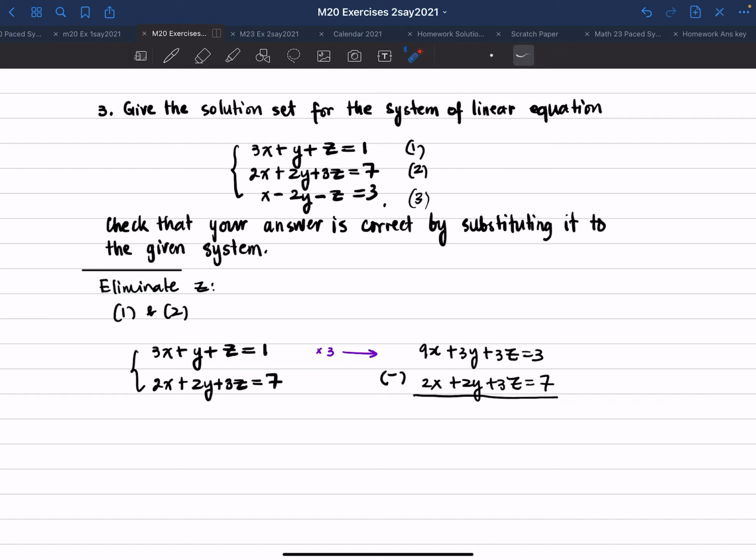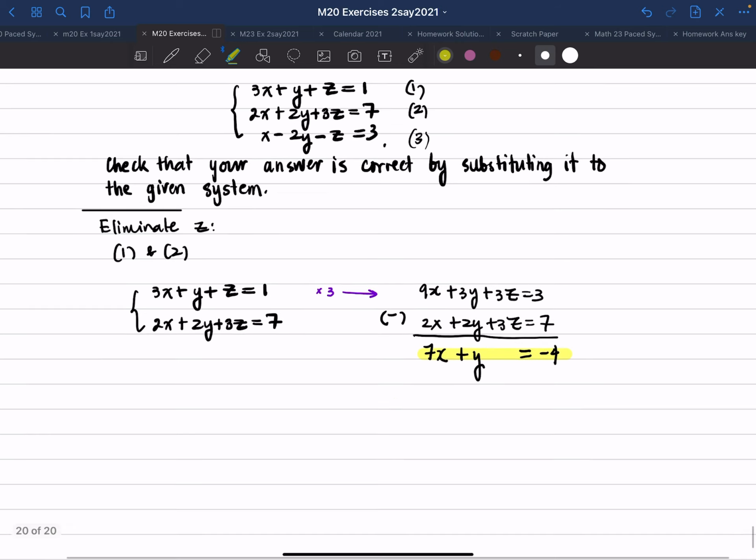from above. Okay? So, 9x minus 2x is 7x. 3y minus 2y is y. 3z minus 3z, wala na siya. And then you have 3 minus 7, which is negative 4. So we are done eliminating z. So you set that aside. So isi-save natin yan for later.